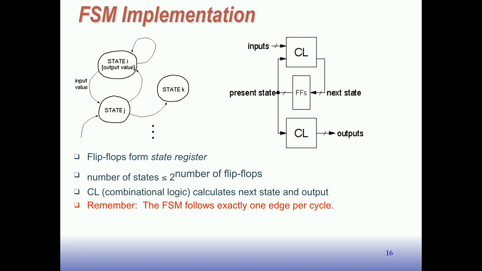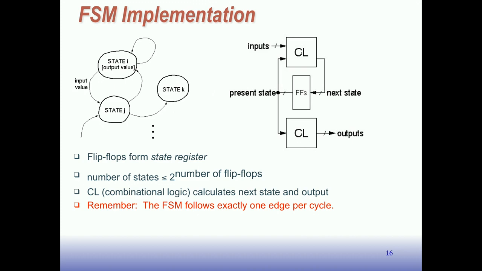So we use flip-flops for the state register. Obviously, we have to figure out how many flip-flops to use there, how big that register has to be, and that has to do with how many states. It's going to be the ceiling of the log base 2 of the number of states tells us how many flip-flops. In other words, if we have n flip-flops here, we can represent 2 to the n different states.